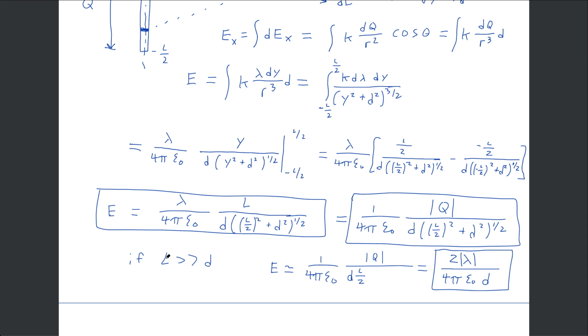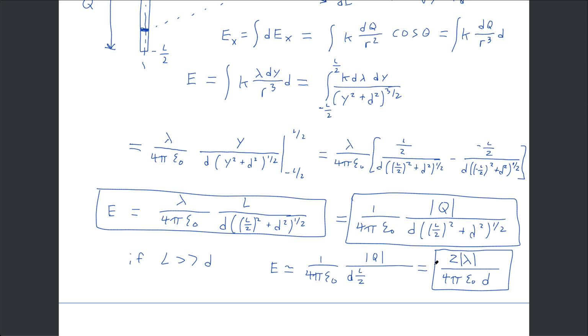Or if the length is truly infinite, then it doesn't matter what your D is. If the length is infinite, any finite number is infinitely smaller than infinity. And so this is your equation for an infinitely long line of charge.